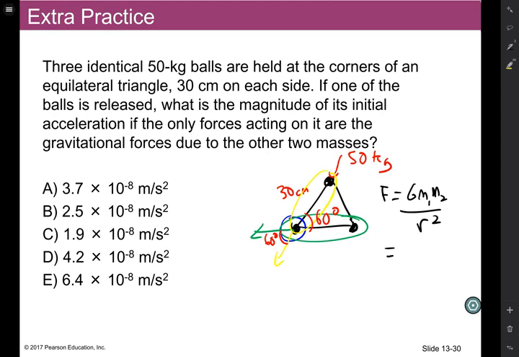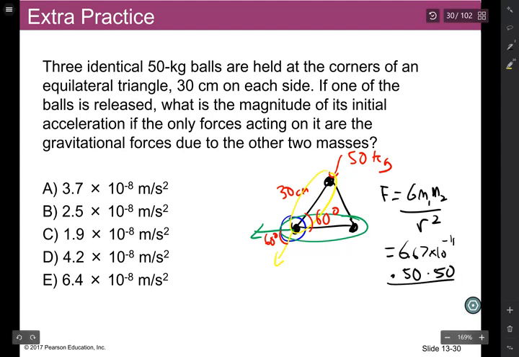So G is 6.67 times 10 to the negative 11th. M1 and M2 are both the same, right? 50 kilograms, right? And then r squared has to be in meters, 0.3 squared. Okay? So that number right there is going to tell us the magnitude of each of those force components, which we'll then have to do vector math to figure out the net force. So you can punch that calculation into your calculator.